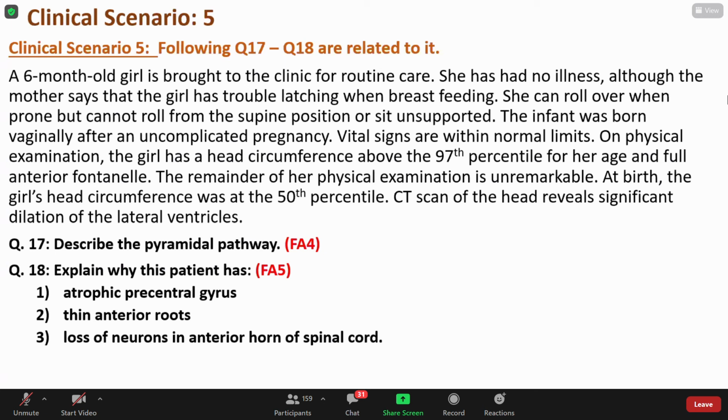Yes, doctor. What's your name? Hiba. Hiba, please go ahead.